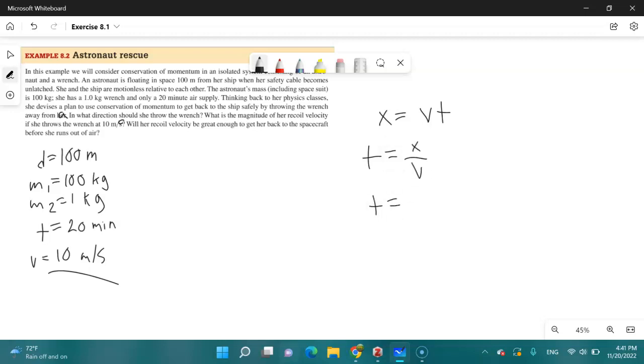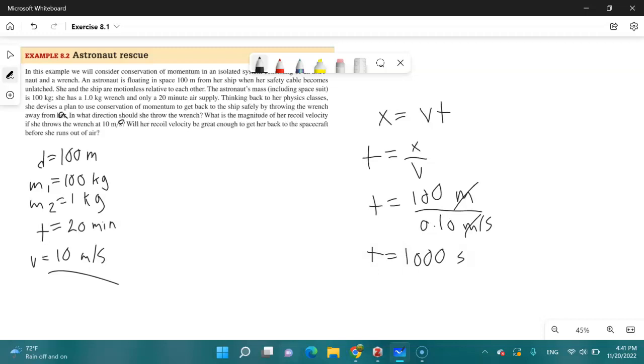And once again, we have both of these values. We know that her distance is 100 meters from the spaceship, and we now know that her velocity, her recoil velocity, is 0.10 meters per second. And we won't put the negative value because we're working with time. So once we cancel out both of these values, her time is 1,000 seconds.